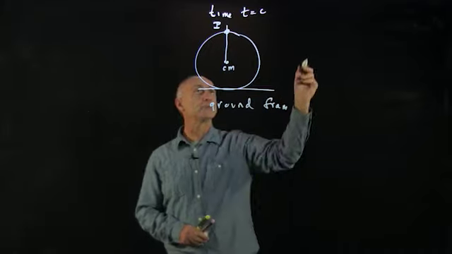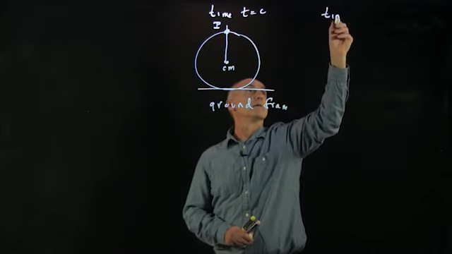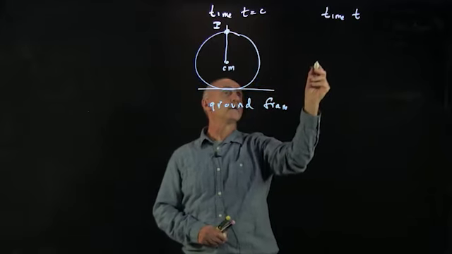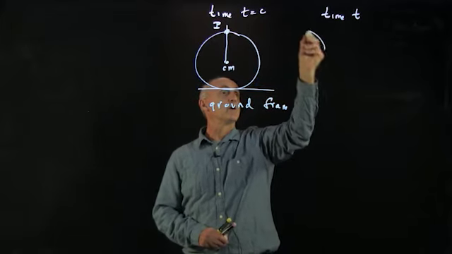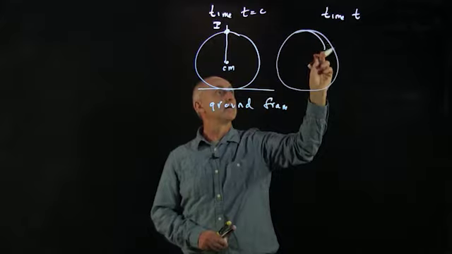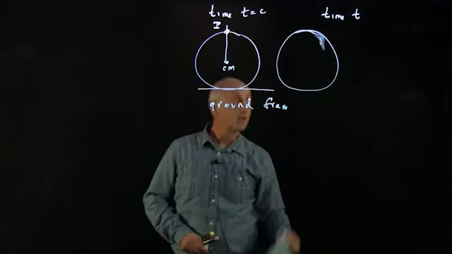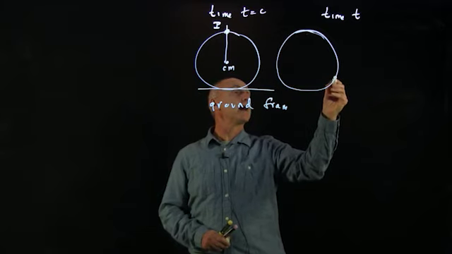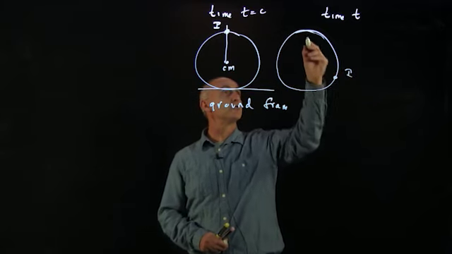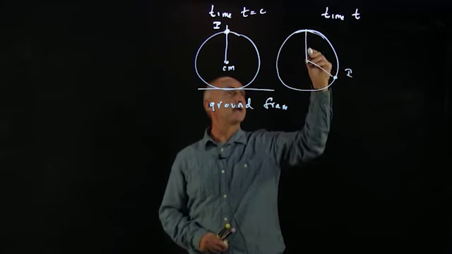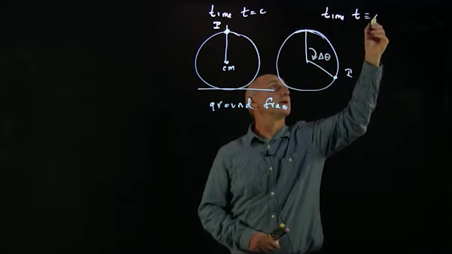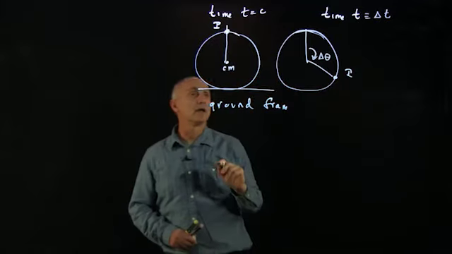And then at a later time t, the wheel has moved to the right. So let's draw the wheel over here. Not the greatest picture of the wheel, but we'll have the wheel over here. And now the point P has moved some angle delta theta. And we'll call this time interval delta t.